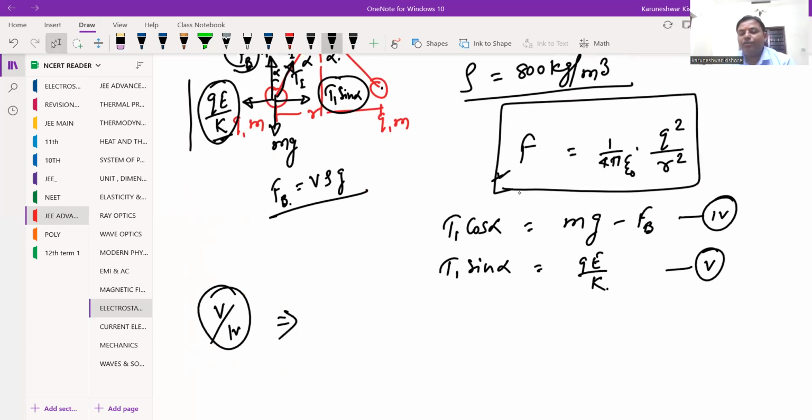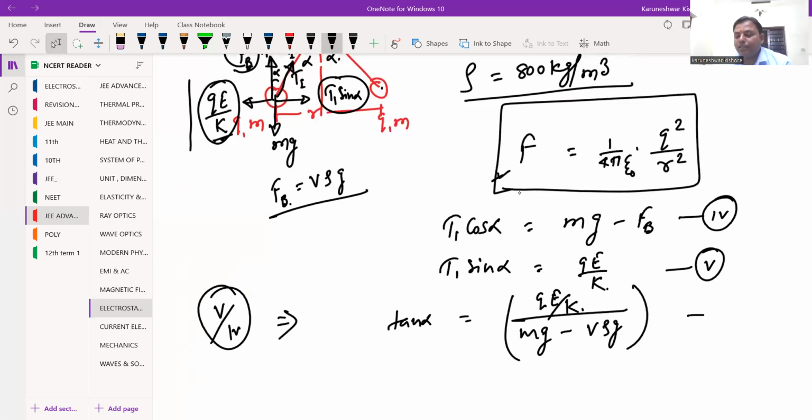So on the left side you can see tan alpha. And tan alpha is equal to QE by K divided by mg minus V rho g. This is the sixth equation I am considering here.